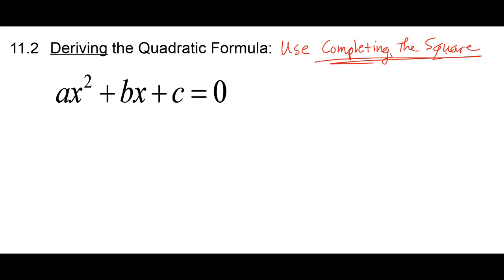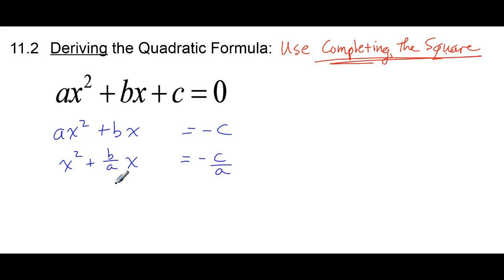So, let's think about the steps. The first step for completing the square is to take the c part and move it to the other side. So we have ax squared plus bx equals negative c. The other thing that we typically have to do is take the leading coefficient, in this case an a, but remember that stands for some number, and divide everything by it. And that's where the fact that we've got letters here starts to become challenging. But it's not quite as challenging as you might think from looking at it.